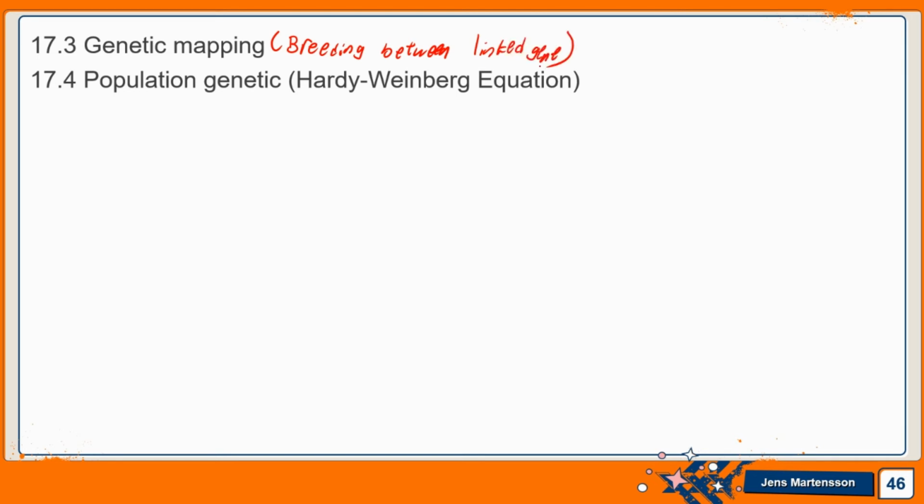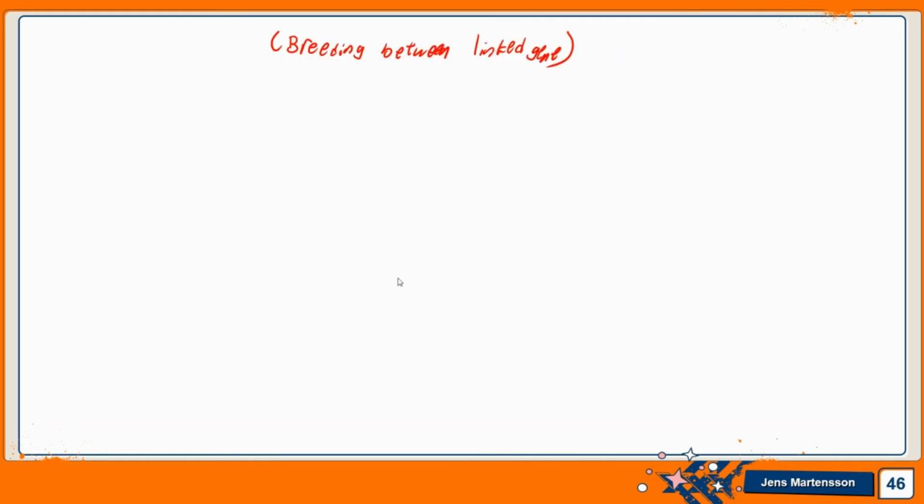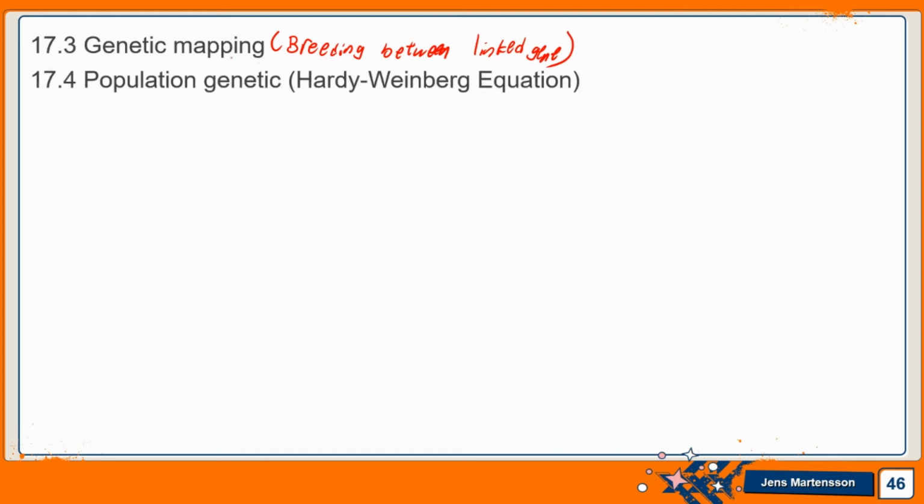But mostly, if the teacher has already touched this topic, they will directly teach you the link gene. So actually, the breeding you have learned already, mostly taught in 17.2. And another one, 17.4, is population genetics. This is a calculation topic.